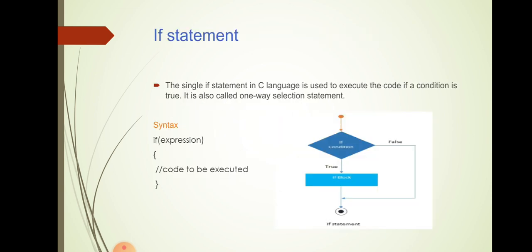Now let's see the if statement first. The single if statement in C language is used to execute the code if a condition is true. It is also called a one-way selection statement. How does the if statement work? If the expression evaluates to true, then the if block statements are executed. Otherwise, if the expression evaluates to false, then control passes to the next statement following it.